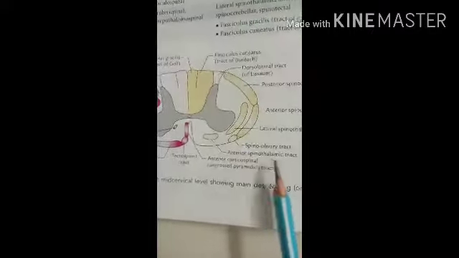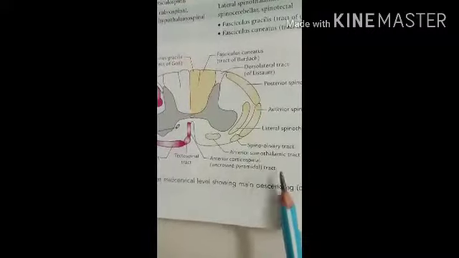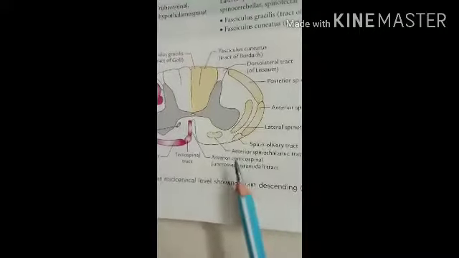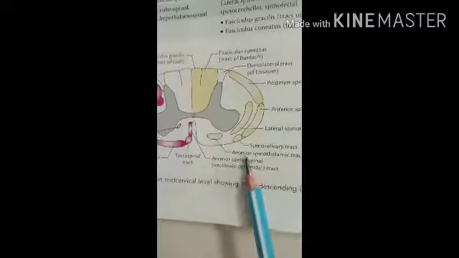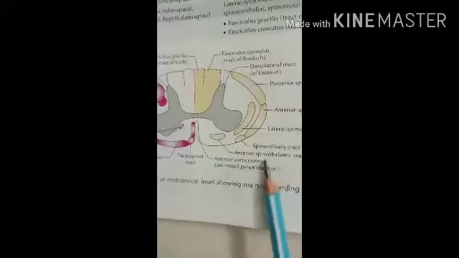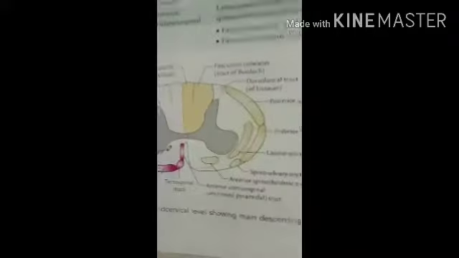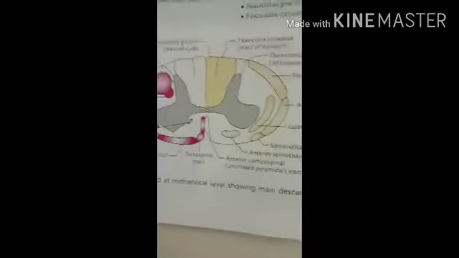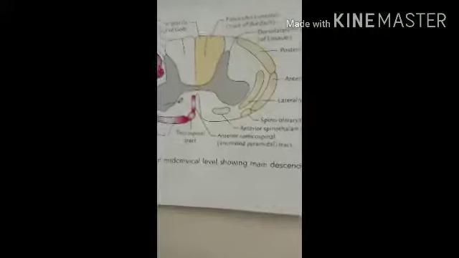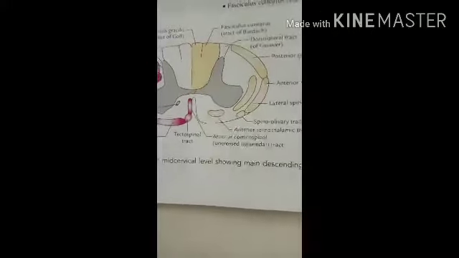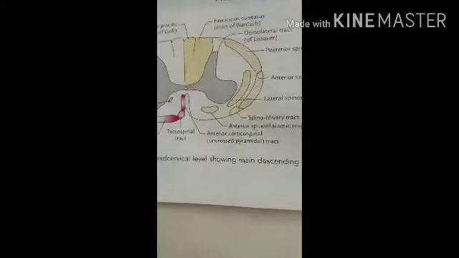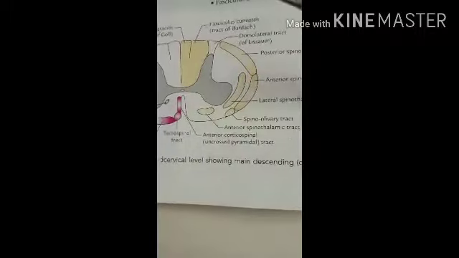It leads to loss of light touch and pressure on the opposite side of the body below the level of the lesion. So that is how the symptoms occur. Then the next one: the fibers of this ascending tract carry the pain and temperature sensation.